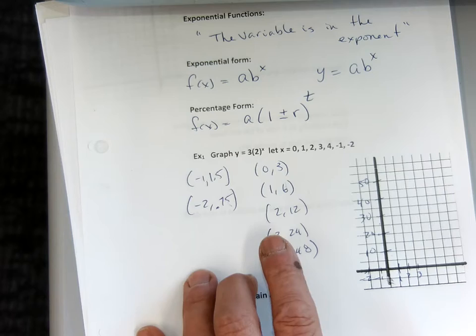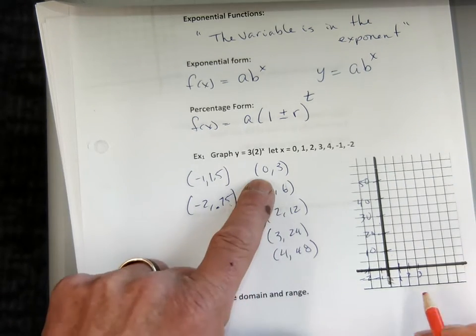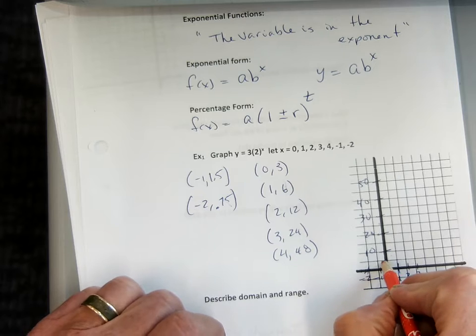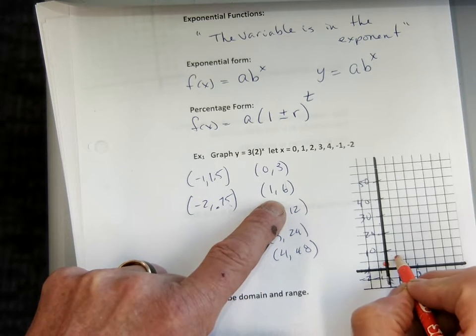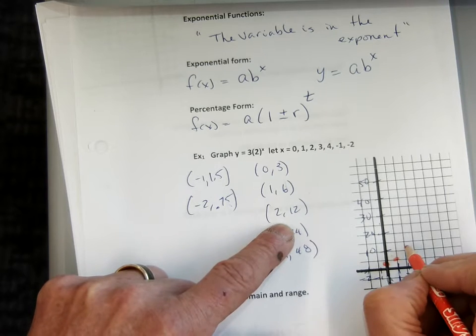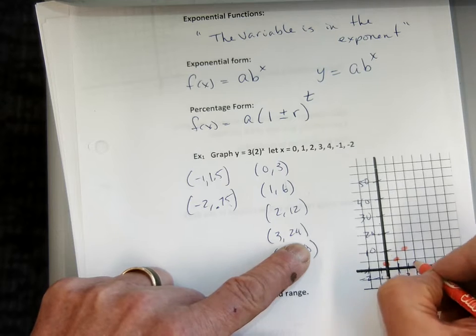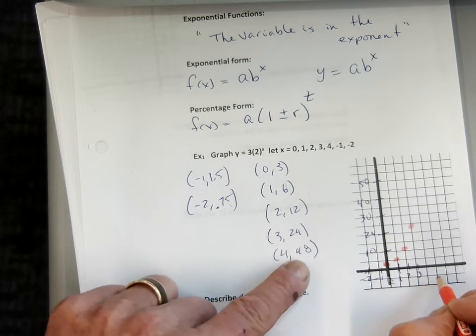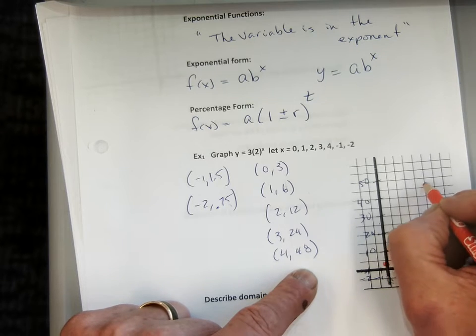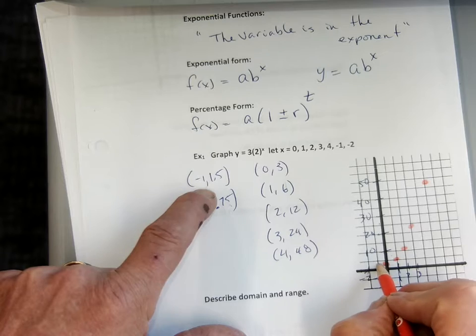And if I do my graph, I'll go 0, 3, and I'll have to estimate, but about there. 1, 6, about there. 2, 12. 3, 24. I'm just guesstimating. And then 4 and 48. Negative 1 and 1.5. Again, it's just like this.